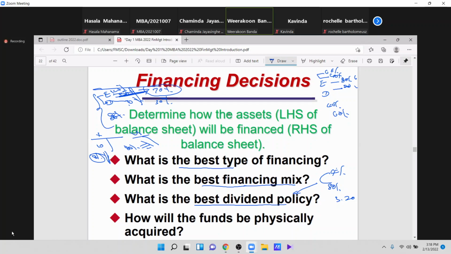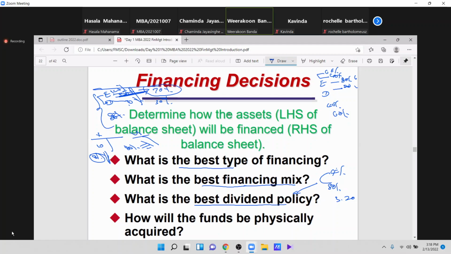Otherwise, the investors and shareholders are not expecting to maintain their share ownership. If the prices are very high, they promptly tend to sell those shares and avoid the shareholdings. The third point in finance decisions: the third important question is what is the best dividend policy.